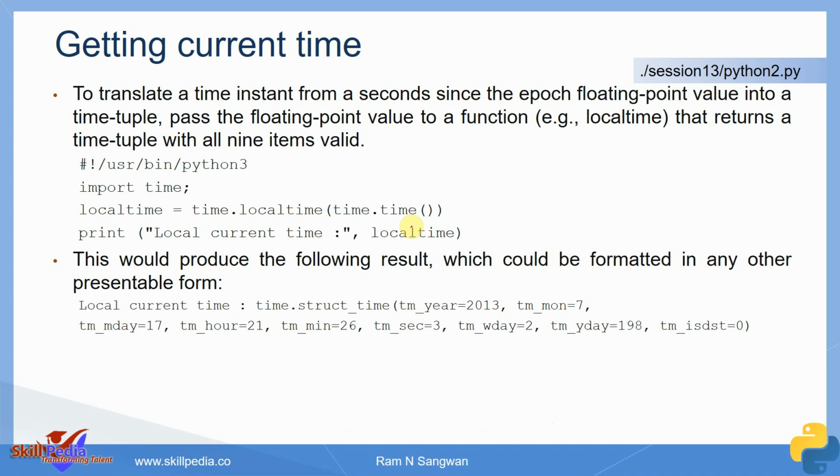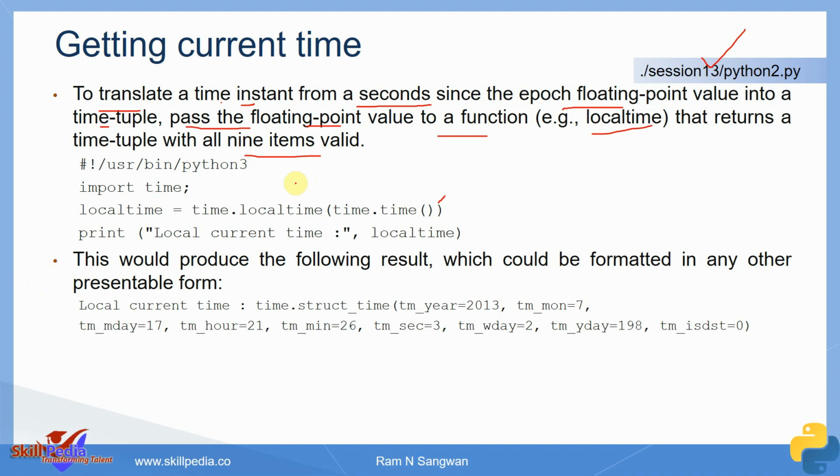Now, getting current time in Python. Program number 2 of your source code. To translate a time instant from seconds since the epoch, a floating point value, into a time tuple, pass this floating point value to a function, that is localtime, that returns the time tuple with all 9 items valid.